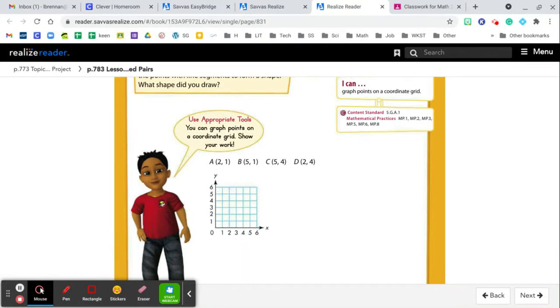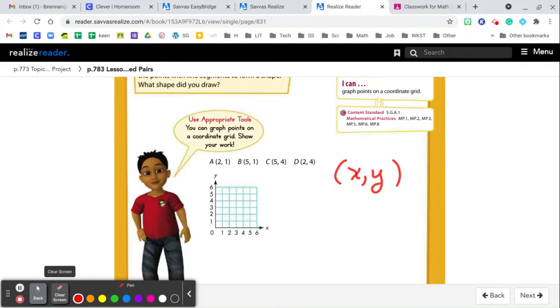Important thing to remember is as you're graphing the points, you connect the points in the order they're drawn in. So you would connect A to B, B to C, and C to D, and occasionally you will go back and connect A to D. So keep that in mind. So remember our coordinate points, x, y. X is always the first value, y is the second.